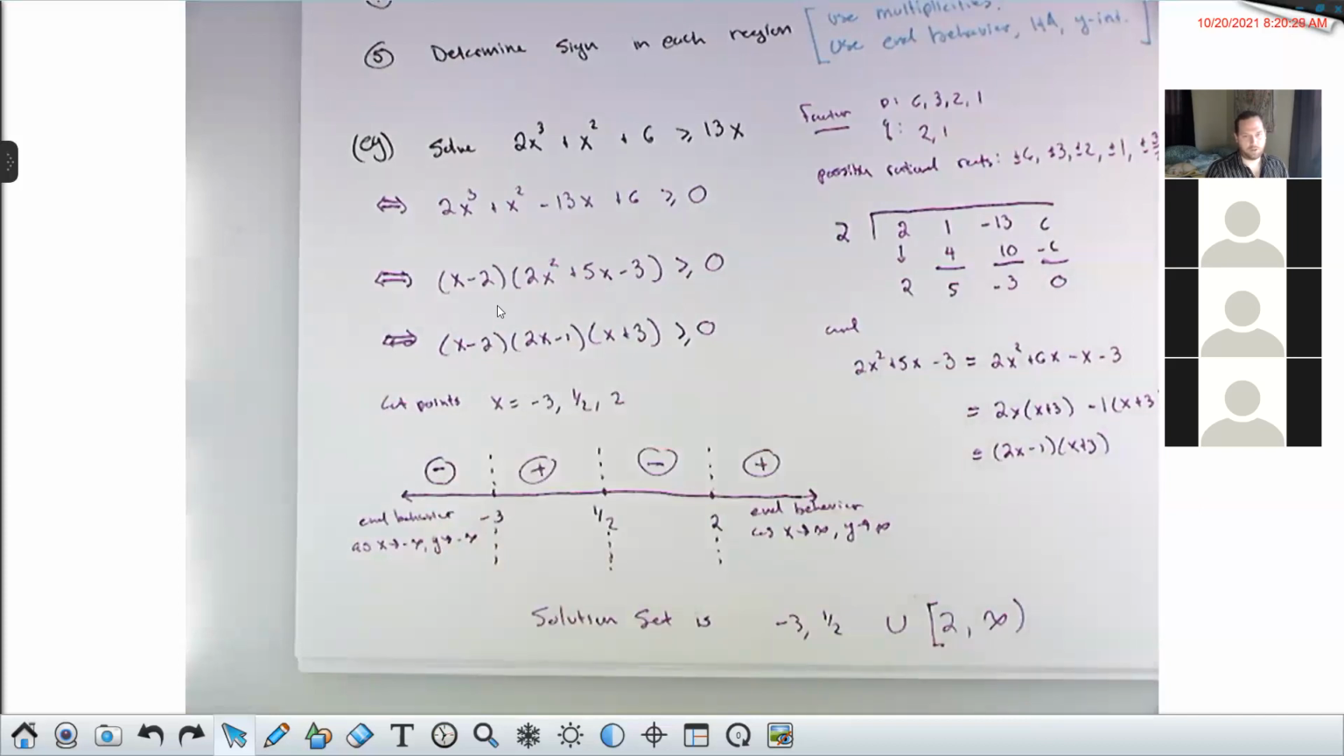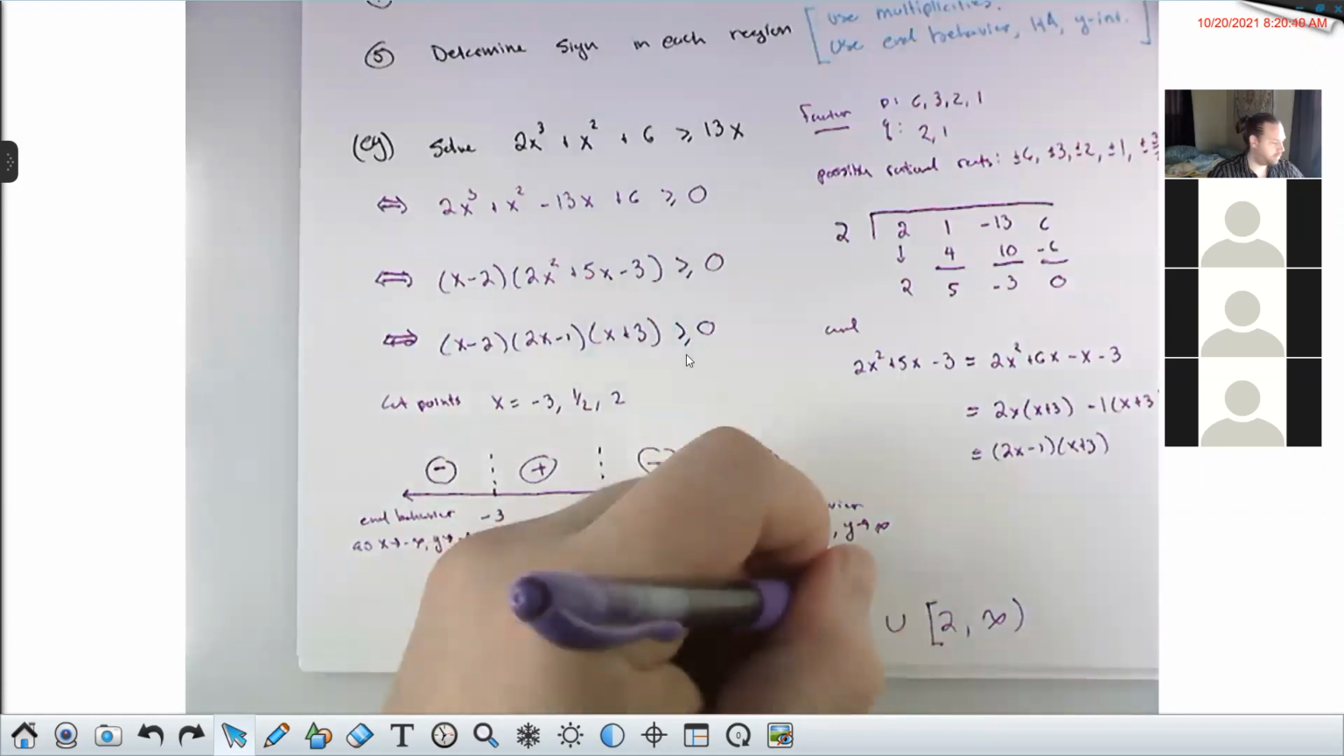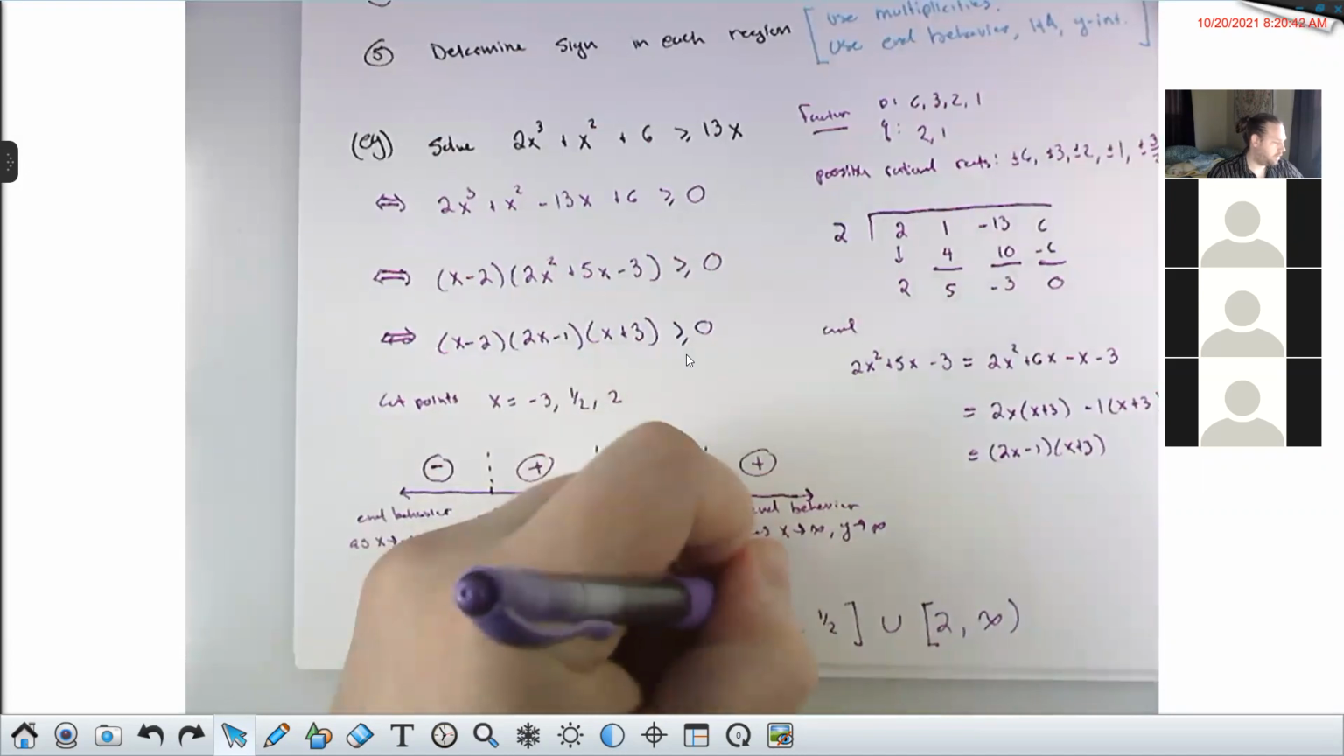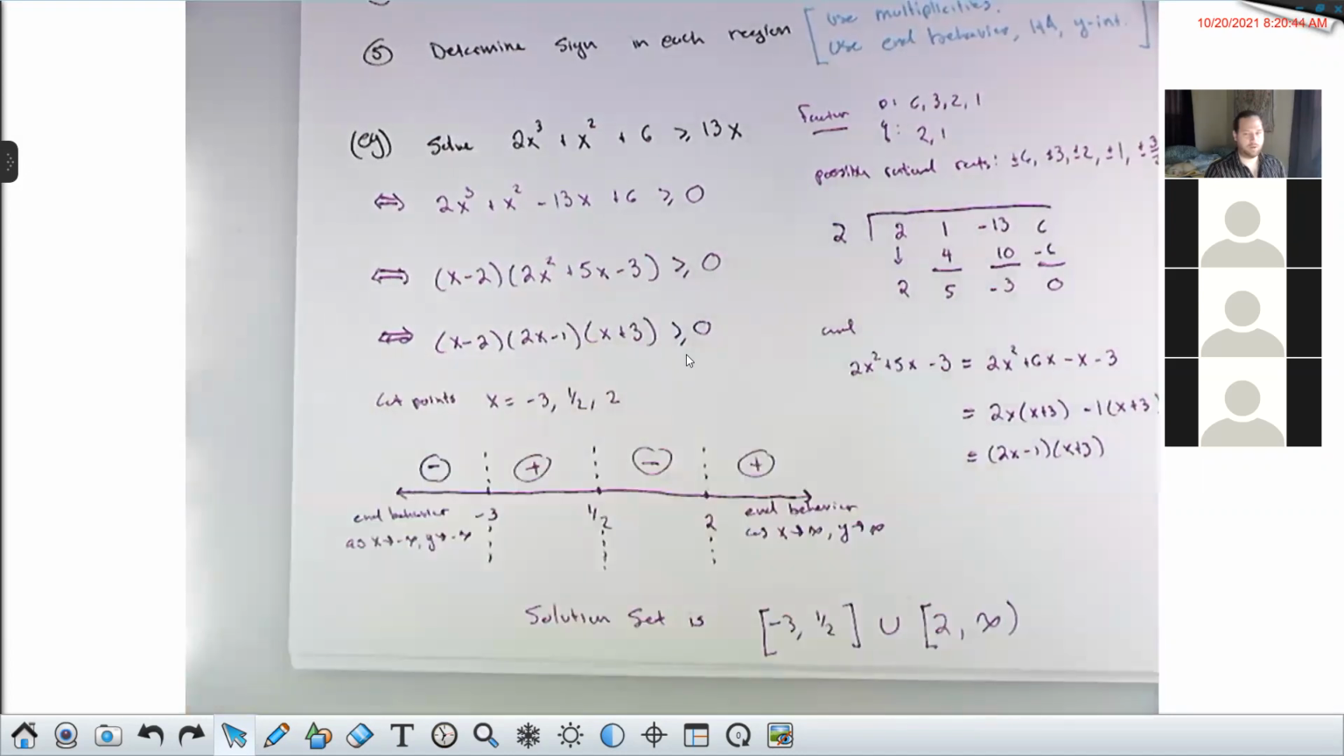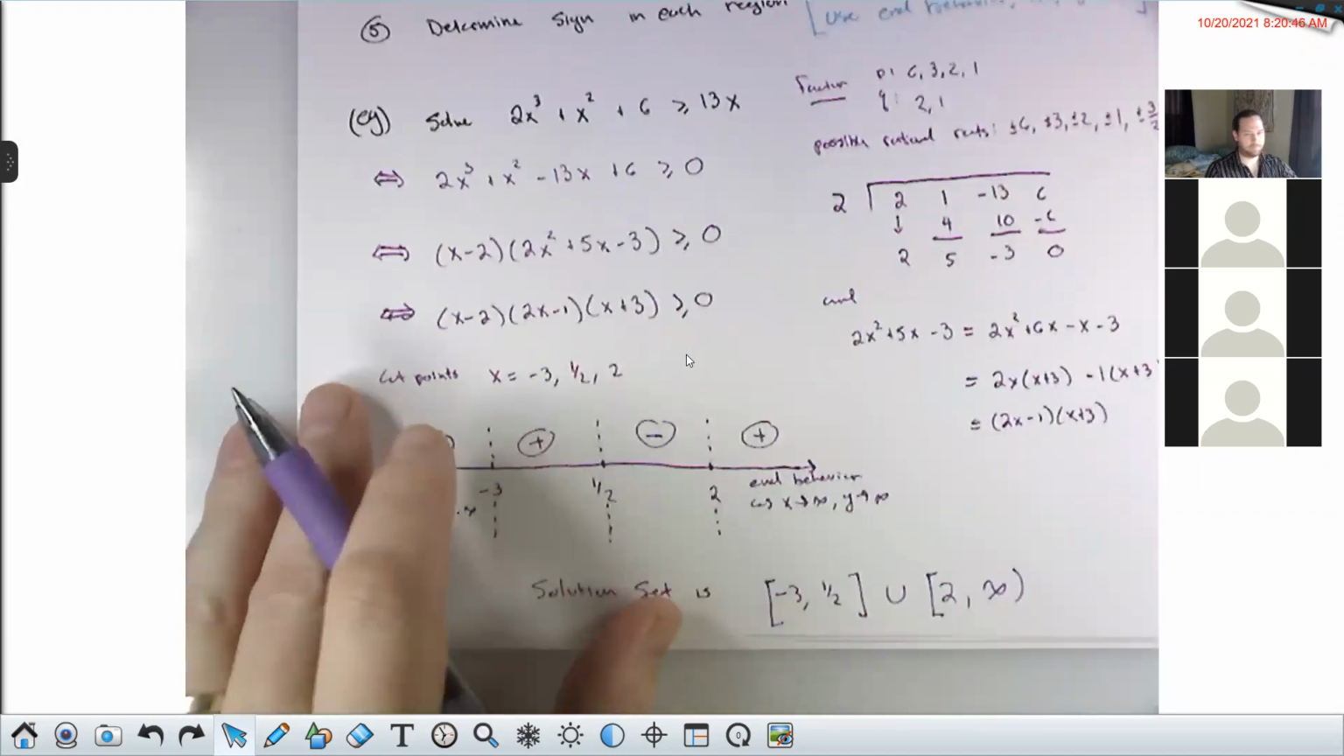And by the exact same logic, you need to include both 1/2 and -3. If you plug 1/2 in here, then this middle factor is 0, which makes everything here 0, and 0 is greater than or equal to 0. So we use a bracket here. And the same is true with -3, bracket there. So that's it.